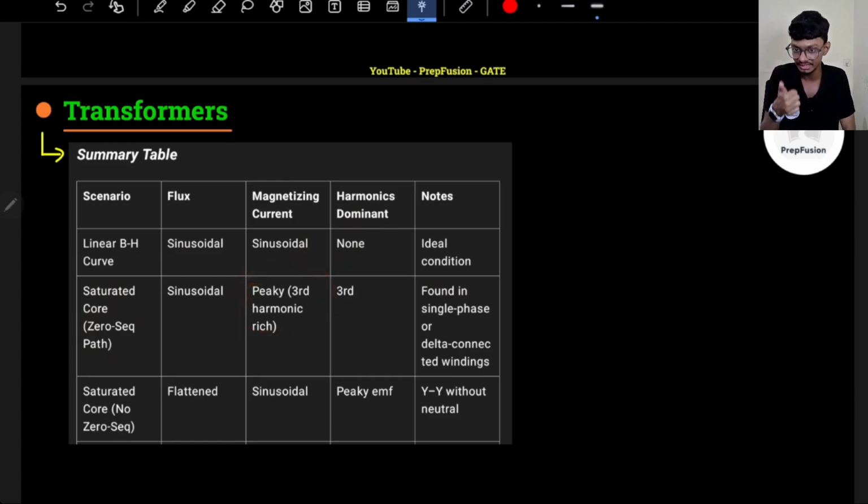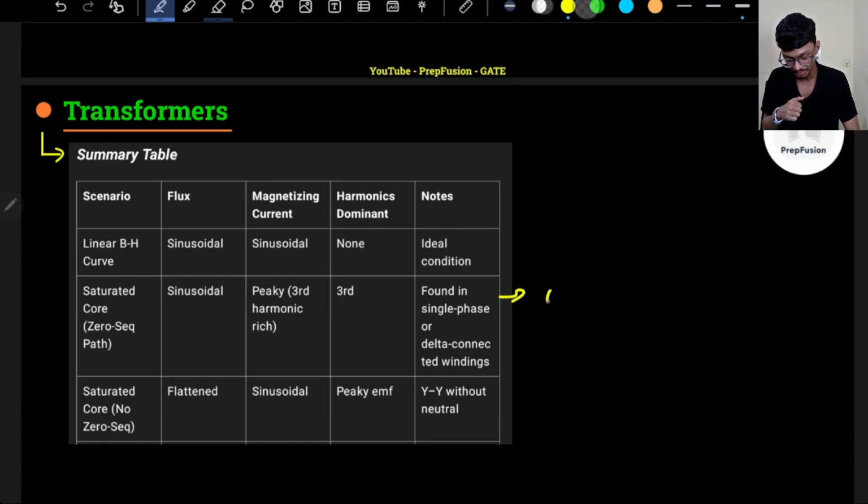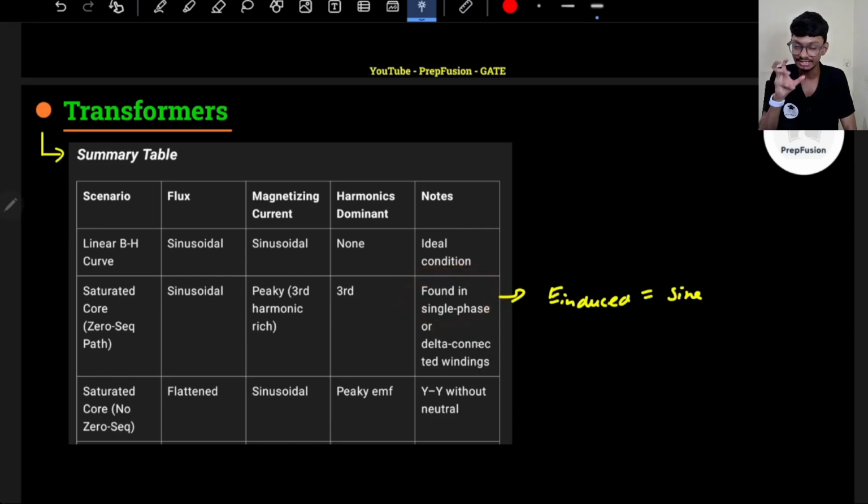Magnetizing current will be peaky in nature. My magnetizing current will contain third harmonics, and the induced EMF in this case also will be sinusoidal, because the flux is sinusoidal. E induced will be sinusoidal, and it is generally found in single phase and delta connected winding. We will discuss three phase in the next slides.